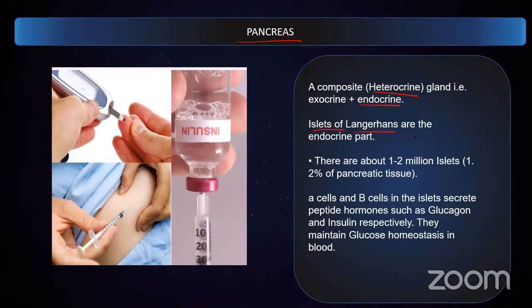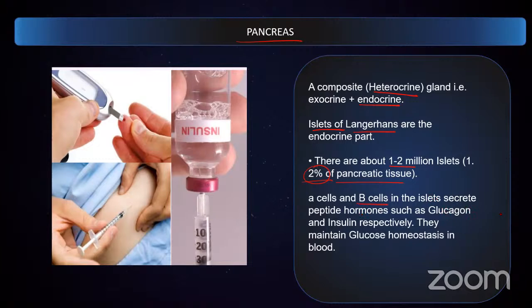These islets of Langerhans cells number about 1 to 2 million in the entire pancreatic tissue. That is only 2% of the pancreatic tissue. Out of 100%, only 2% is islets of Langerhans. The islets of Langerhans possess two important types of cells, alpha cells and beta cells. It's not B cells, it is beta cells.